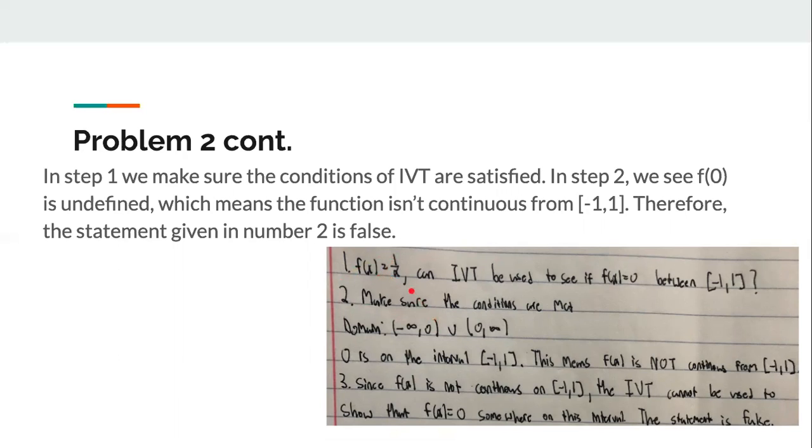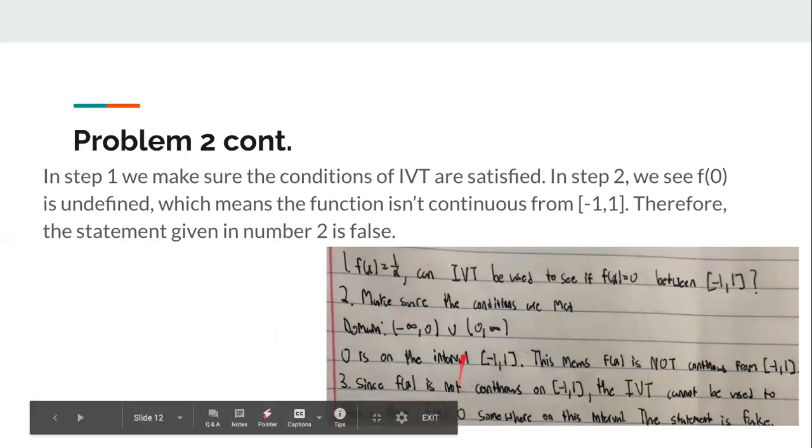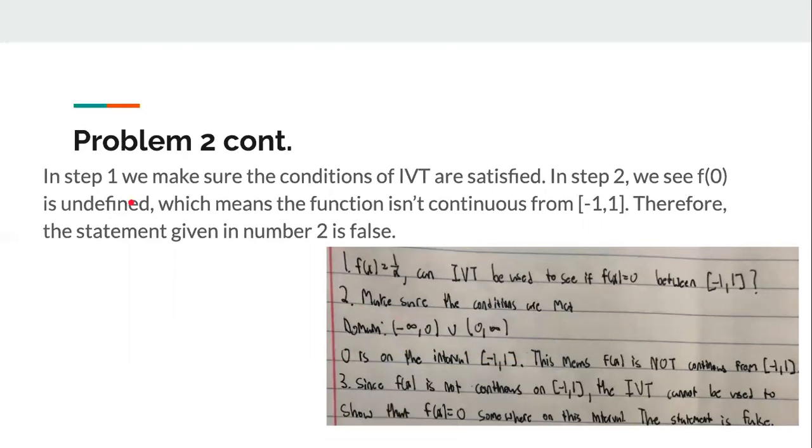So then we're going to check our interval that was given to us. Our interval is -1 to 1. Well, 0 is on that interval, so that means that f of x is not continuous on this interval. So since f of x is not continuous on -1 to 1, the intermediate value theorem cannot be used to show that f of x equals 0 somewhere on this interval. So therefore, the statement given to us in problem number 2 is false.